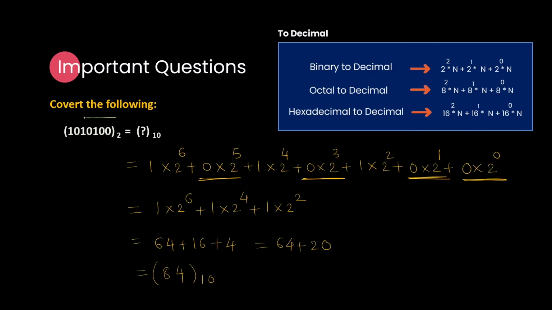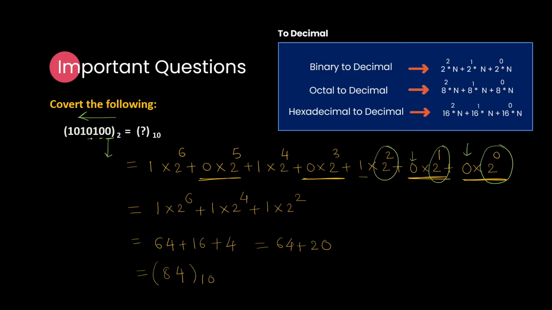Start solving from right to left. The first number is 0. The positional value for this first digit will be 2 to the power 0. The second number is 0 and its positional value is 2 to the power 1. Proceed in the same way. Third number is 1. The positional value is 2 to the power 2.